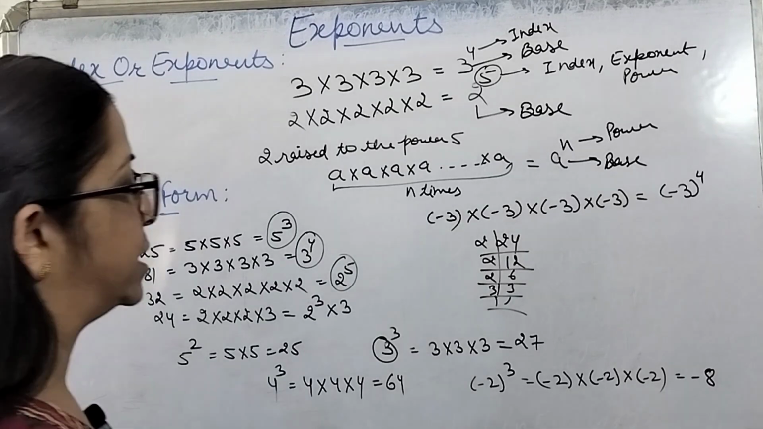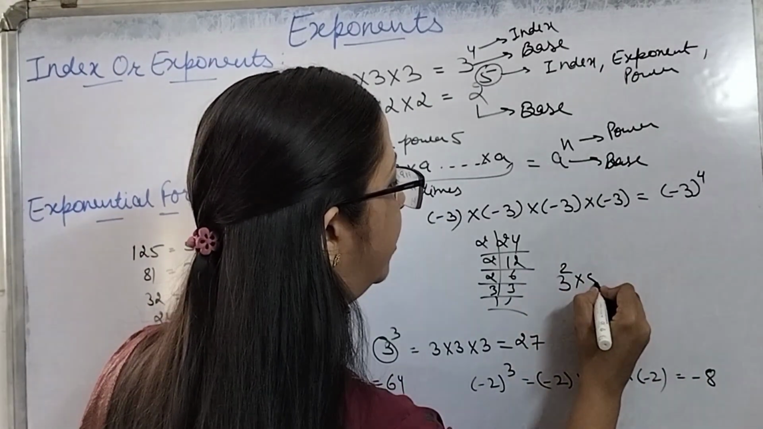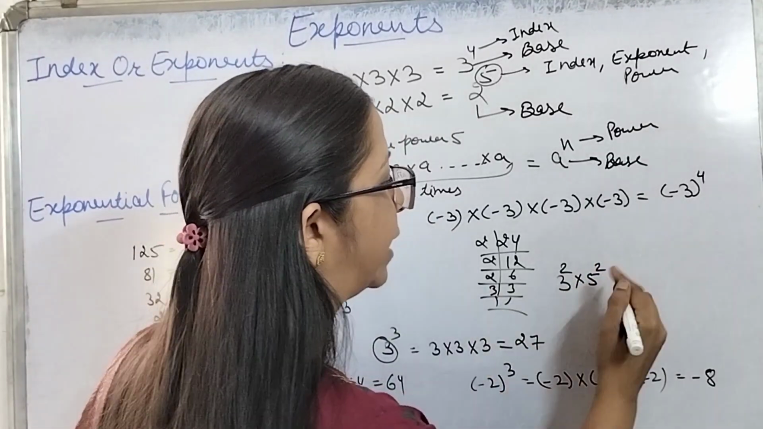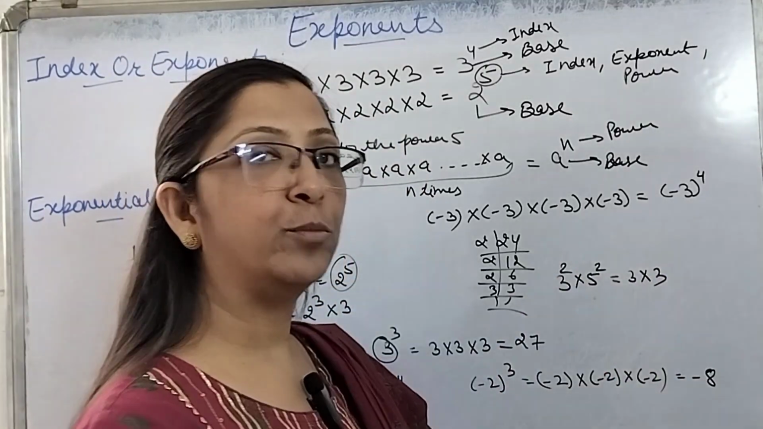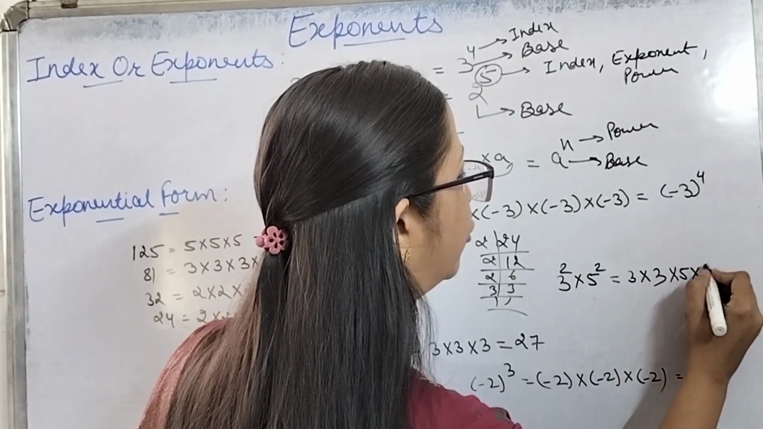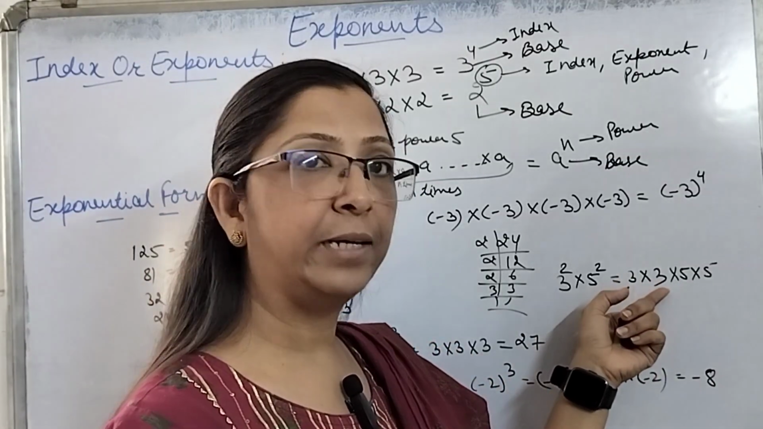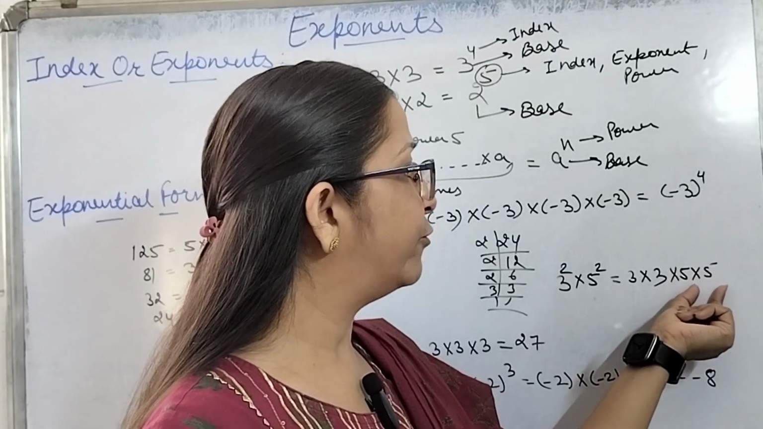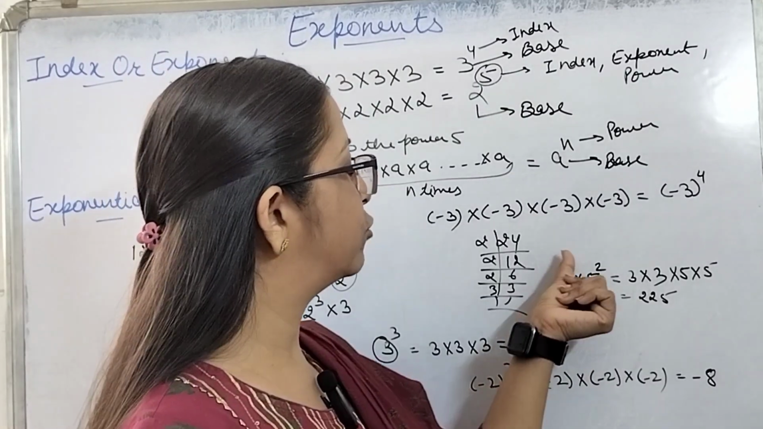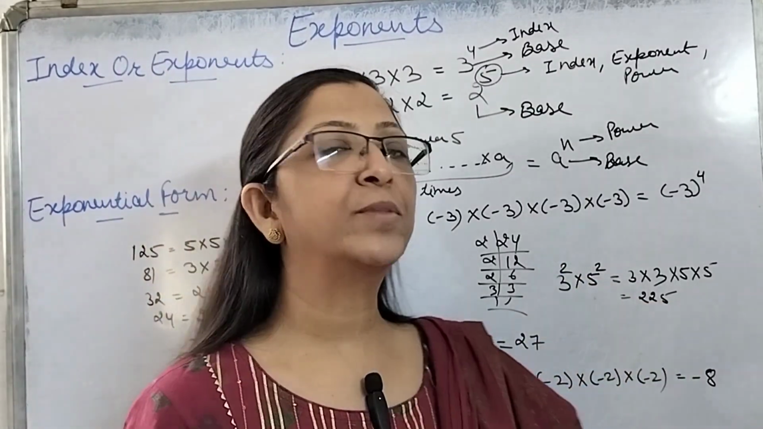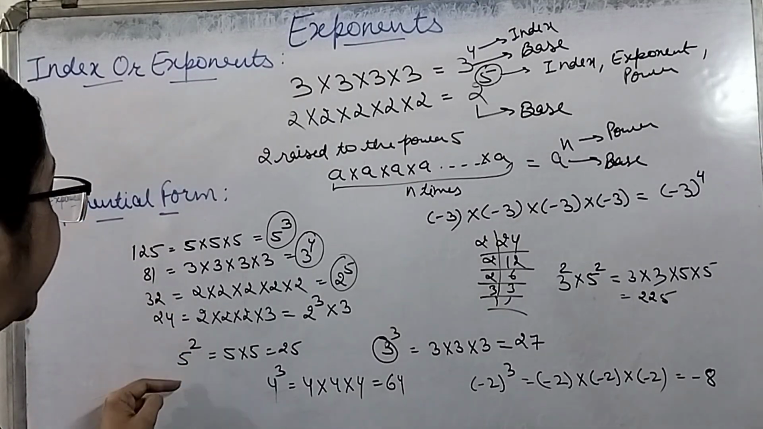Similarly, one more example we can take. Suppose your number is say 3 raised to the power 2 multiplied by 5 raised to the power 2. So what will the value be? 3 raised to the power 2 means 3 multiplied by 3, and 5 raised to the power 2 means 5 multiplied by 5. So we have to find the value of 3 multiplied by 3 multiplied by 5 multiplied by 5. So 3 3s are 9 and 5 5s are 25. 25 multiplied by 9 will be your 225. So the value of 3 raised to the power 2 into 5 raised to the power 2 will be your 225. In this way we can find the value of any exponential form.